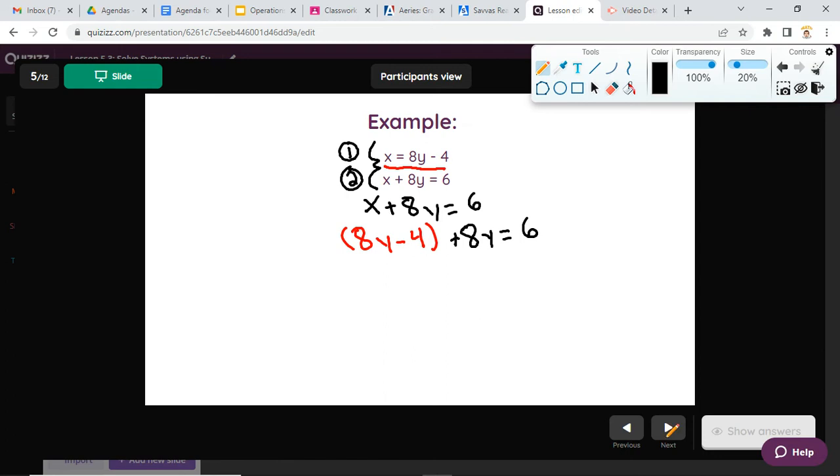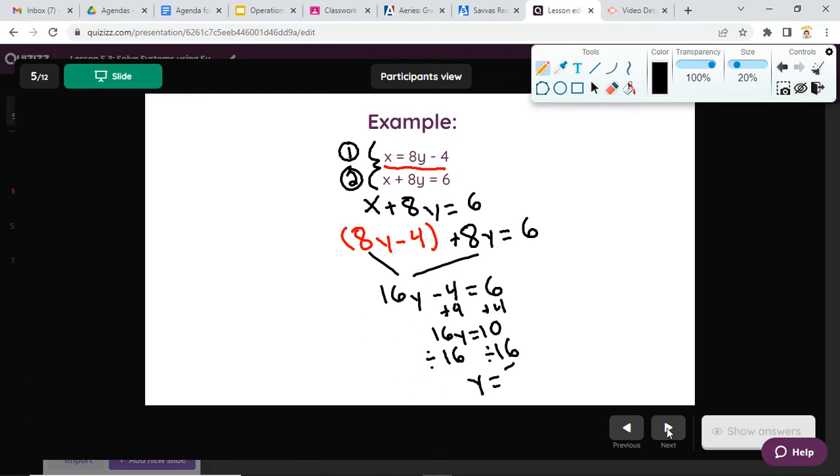All right, now we got to combine like terms. So I have two 8y's. So 8y plus 8y is 16y. So I get 16y minus 4 is equal to 6. When I add 4 to both sides, I get 16y is equal to 10. Now, I have to cancel multiplying by 16. So I'm going to divide by 16 on both sides. And that will give me y is equal to 10/16, or I can simplify that to 5/8.